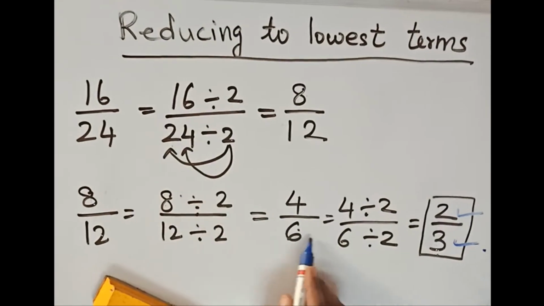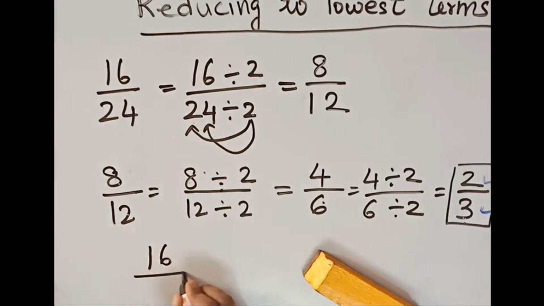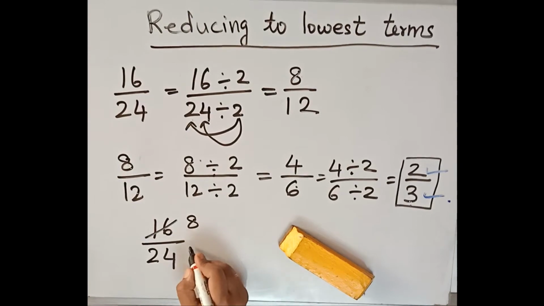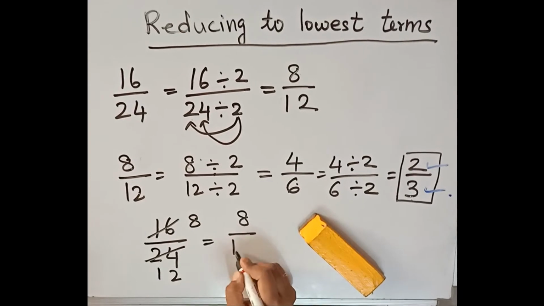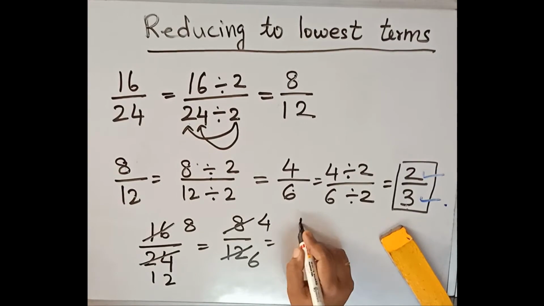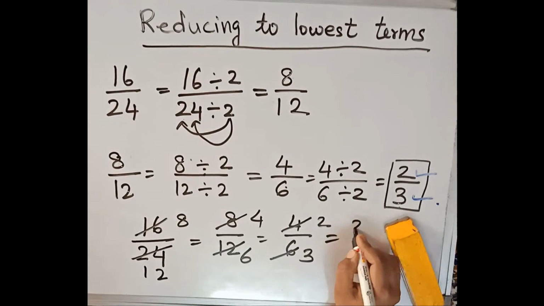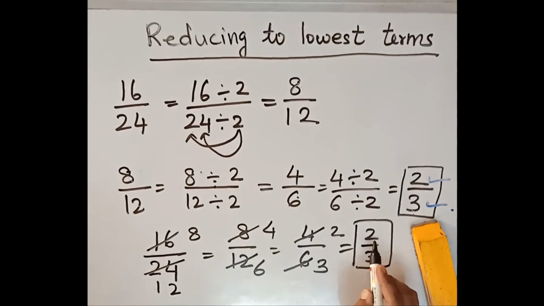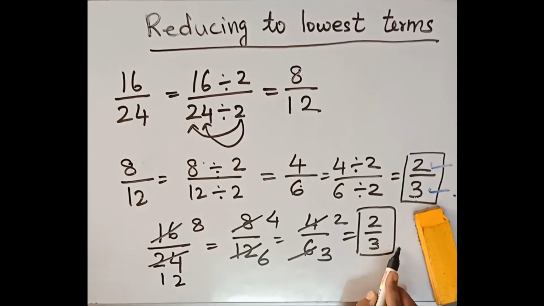Now this much process is there, but how can we do it in a shortcut? 16 by 24. 2 8s are 16, 2 1s are 2, 2 2s are 4, so 8 by 12. 2 4s are 8, 2 6s are 12, so 4 by 6. 2 2s are 4, 2 3s are 6, so 2 by 3. Anyway we do it, we will get the same answer. Now 2 by 3 is the lowest term of 16 by 24. We are not able to divide further.